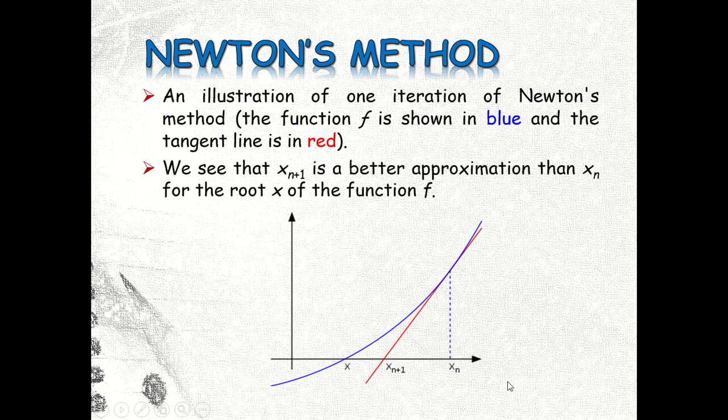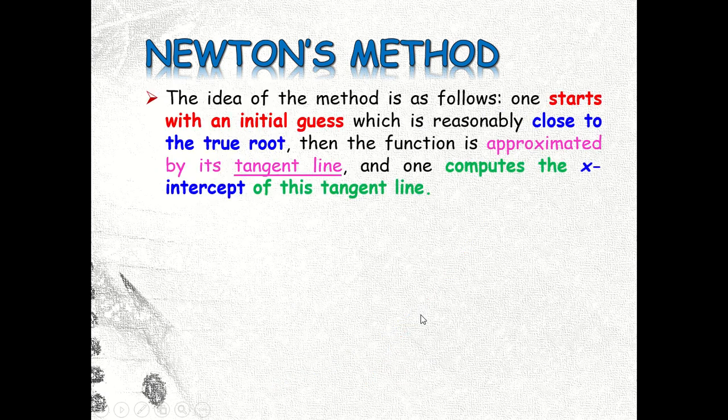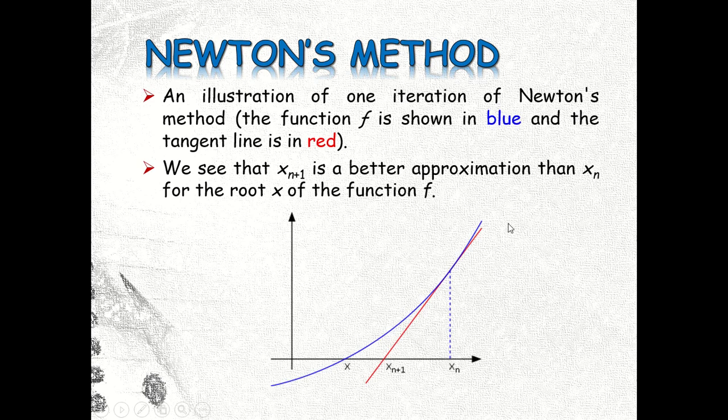So we see that x sub n plus 1 is a better approximation, as I mentioned a while ago, for the root of the function f. The idea of the method is as follows. One starts with an initial guess which is reasonably close to the true root. Then the function is approximated by its tangent line, approximated by its tangent line.